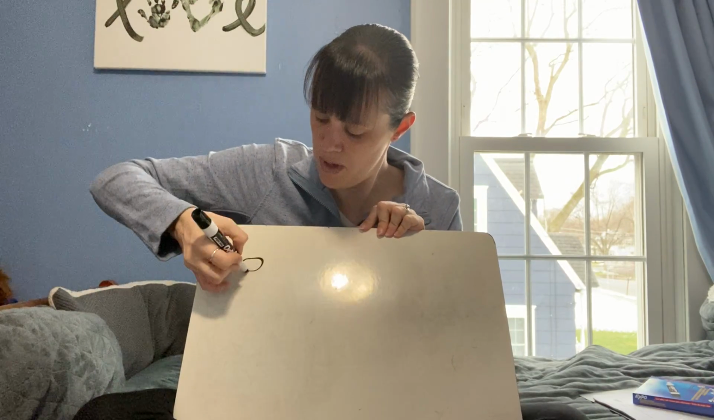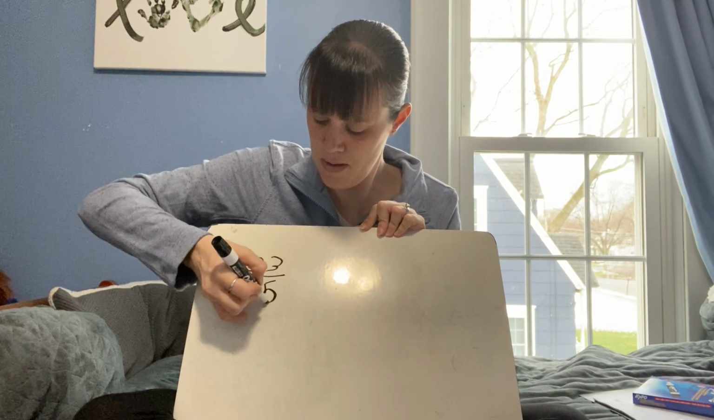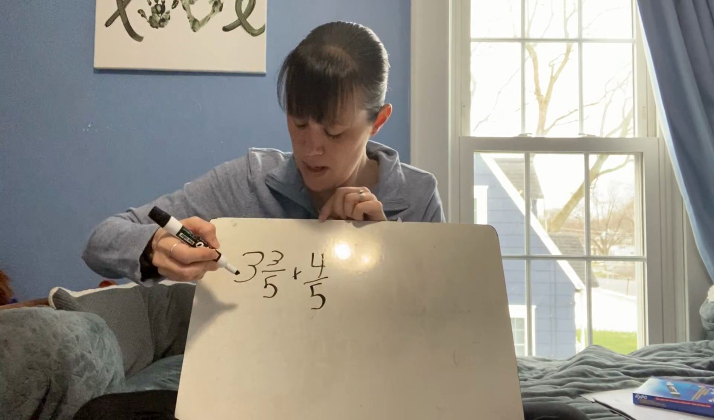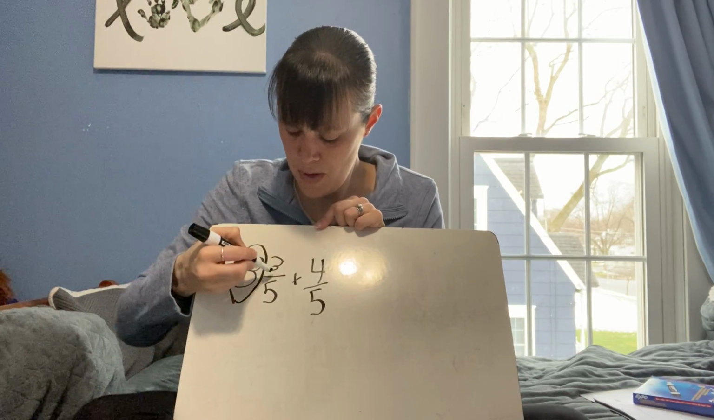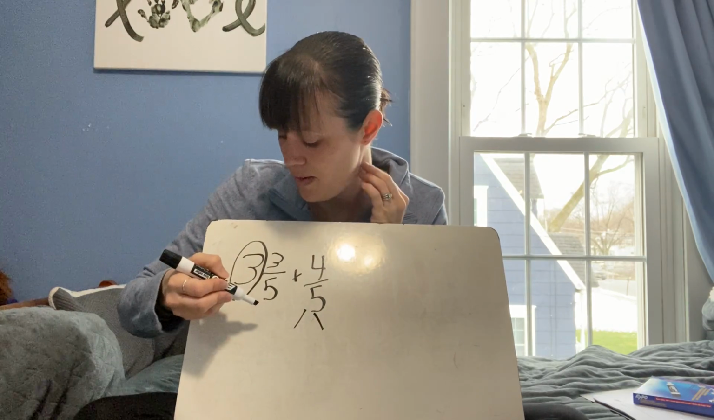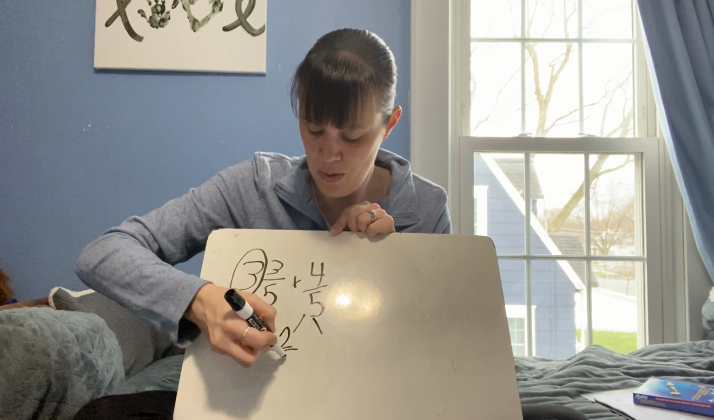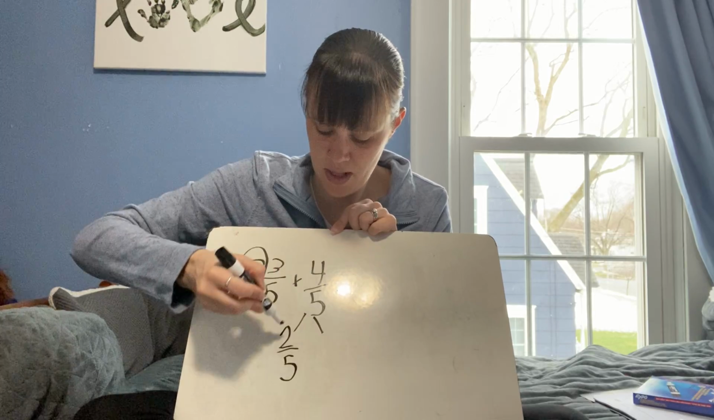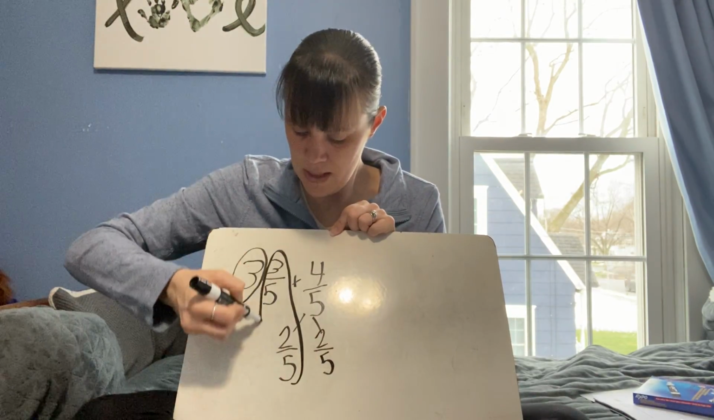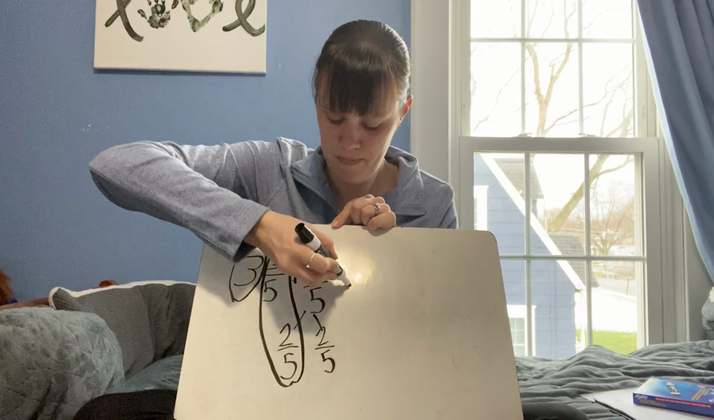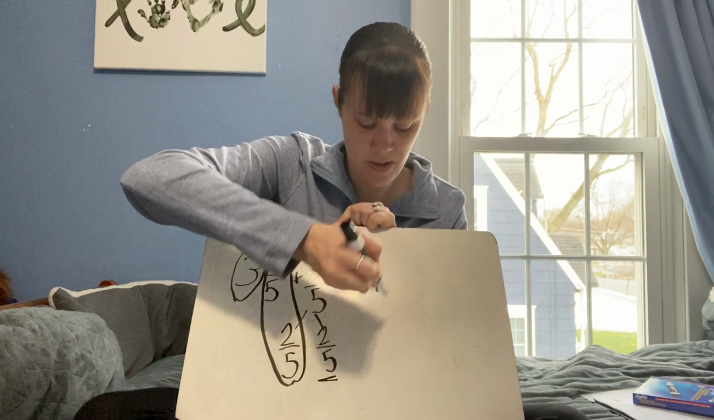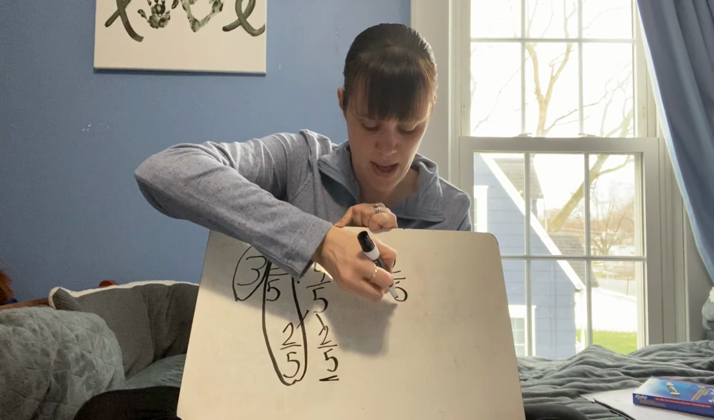B, 3 3/5 plus 4/5. Okay, here's our whole number. We have 3/5. How many more until we get to 5/5? I need 2/5. If I take 2/5 out of 4/5, how many do I have left? I have 2/5 left. These guys together make 1 whole. So you do 3 plus 1, which is 4, and I have 2/5 left.